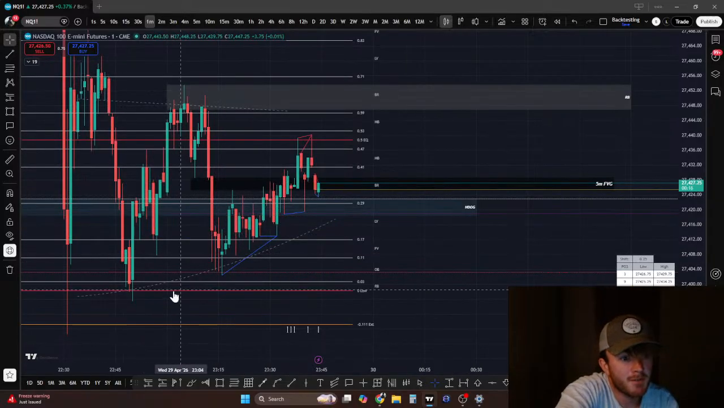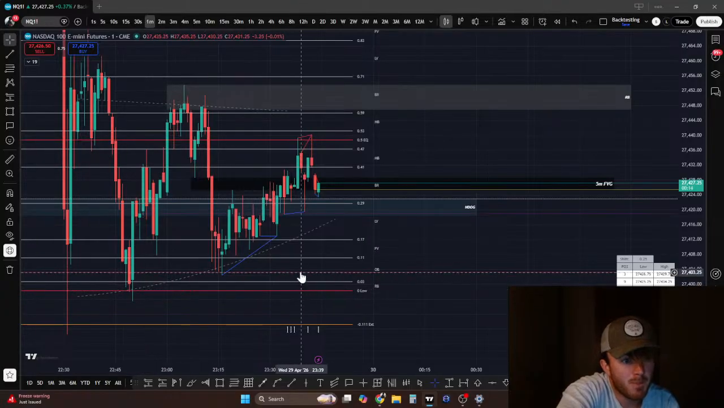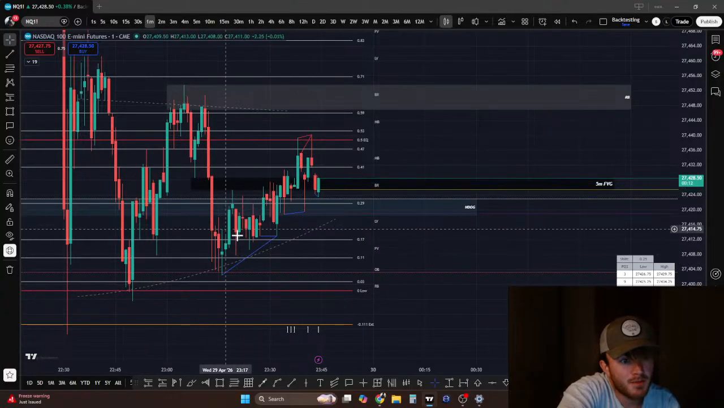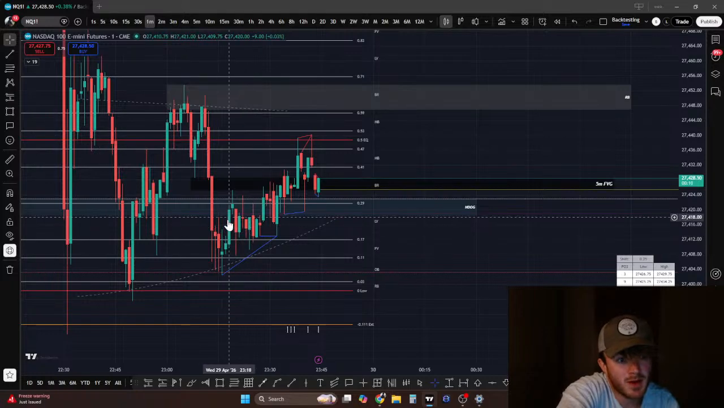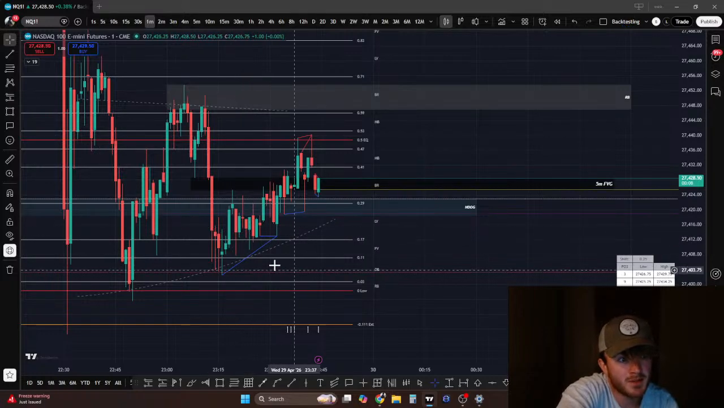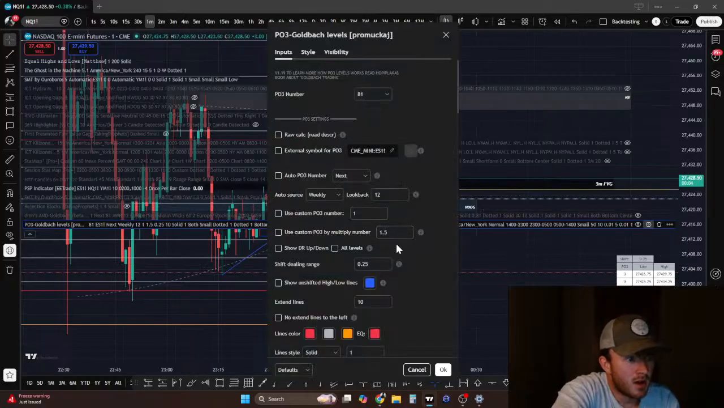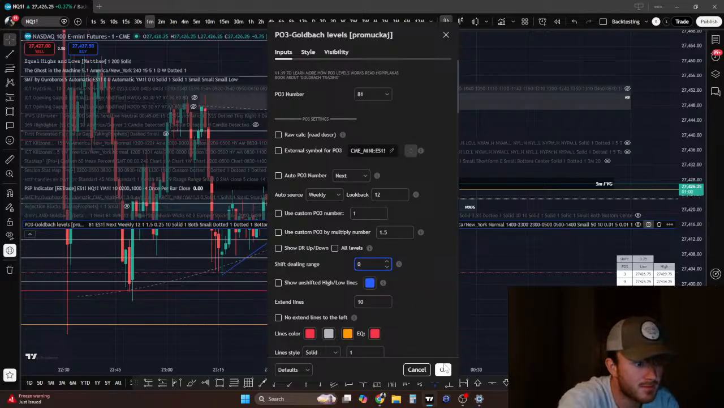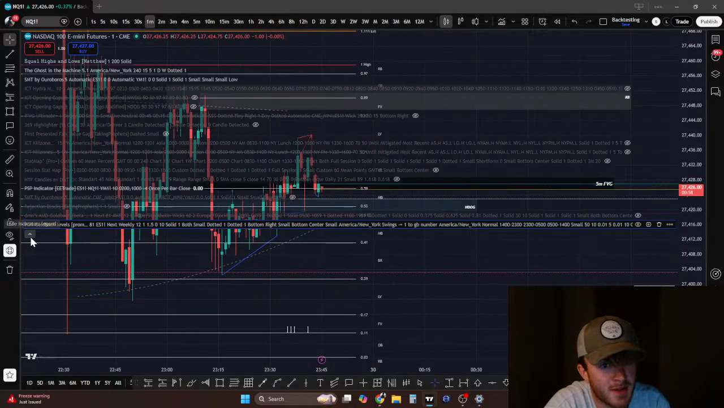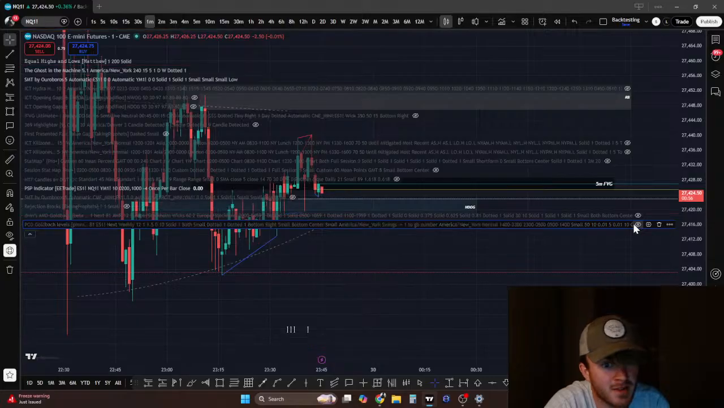I'm wondering. I was thinking we might reclaim this gap down here, but I don't know if that's going to happen now. Once again, nothing here is really high probability. I'm just kind of messing around.